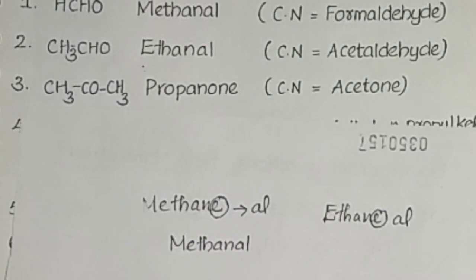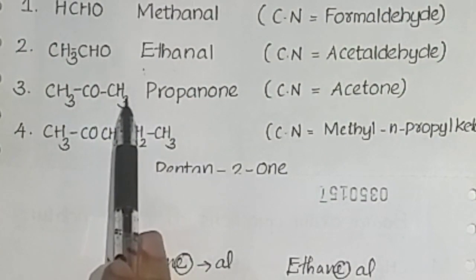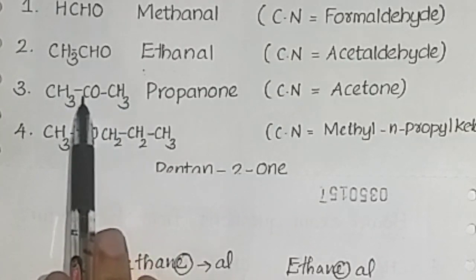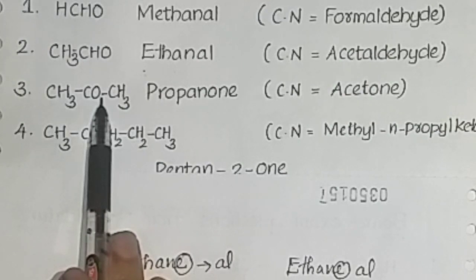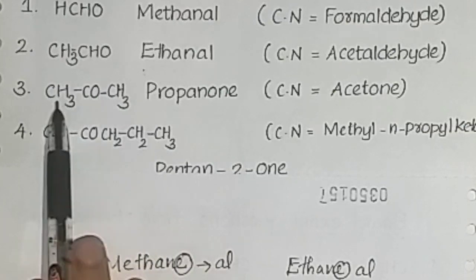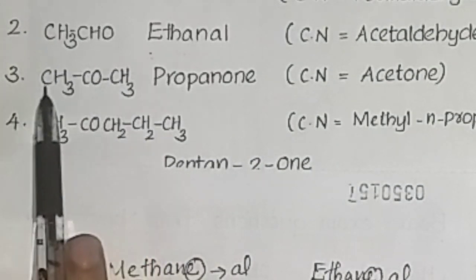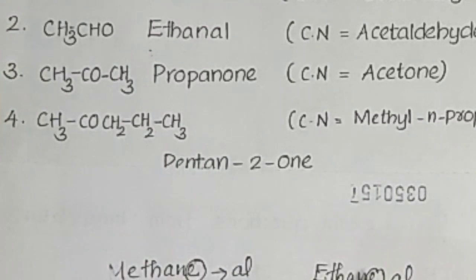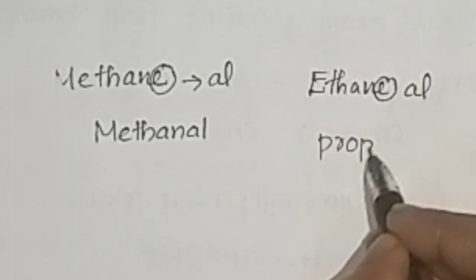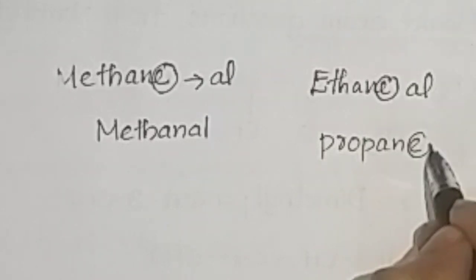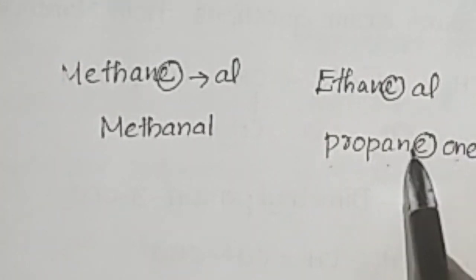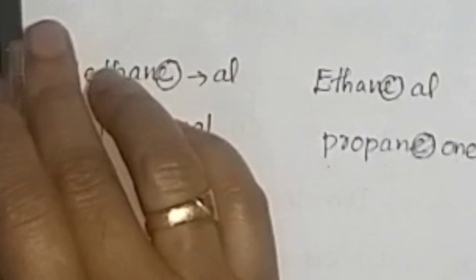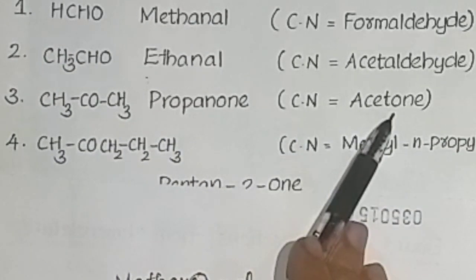Then the third one is CH3COCH3. CH3COCH3 means the functional group is CO. This is a ketone. So the E of the parent alkane name is replaced by one. Count the number of carbon atoms: 1, 2, 3. 3 carbon atoms, the parent is propane. E is replaced by one. It is a ketone, so we get propanone. Common name is acetone.